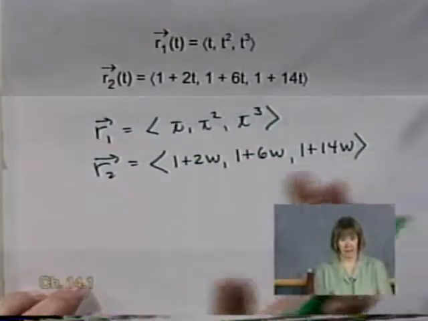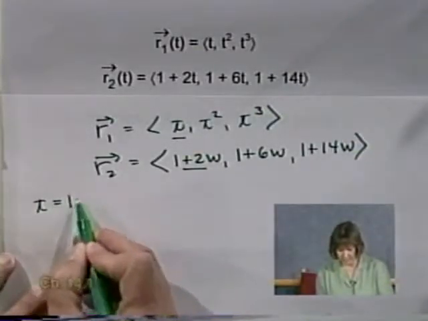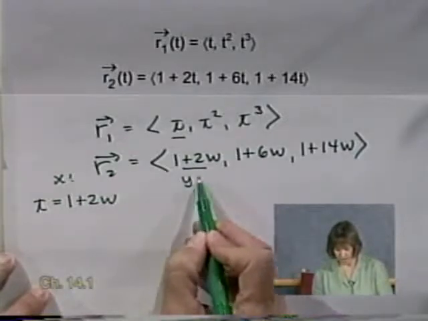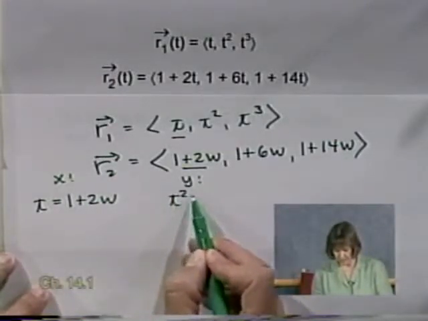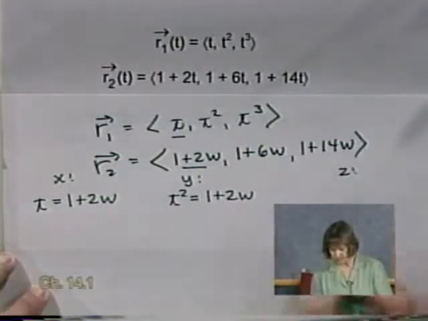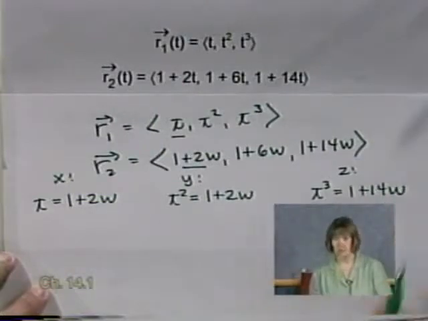Now, in order for the paths to intersect, the x coordinates have to equal each other. T has to equal 1 plus 2w. That's the x's. The y's have to be equal to each other. T squared has to equal 1 plus 6w. And the z's have to be equal. T cubed has to equal 1 plus 14w.